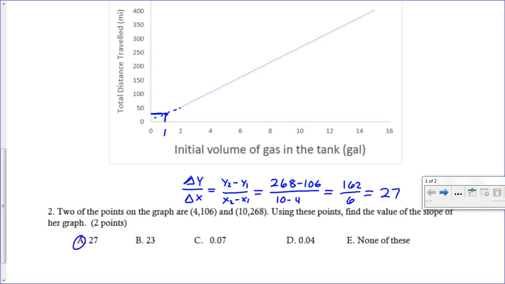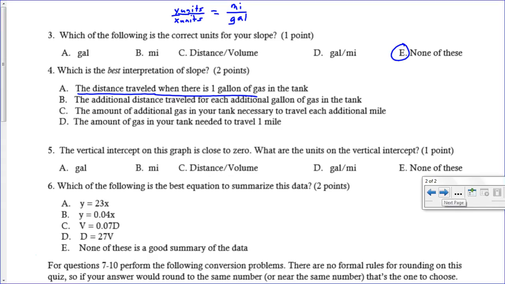All right, but that's not talking about a slope. That's talking about an individual point. How far total distance traveled when there's 1 gallon of gas in the tank. So that's why this one is bad, because even though it's talking about maybe the impact of having a gallon of gas in your tank, it's not really clearly worded, and it looks like we're just talking about a point. So A is bad for that reason.